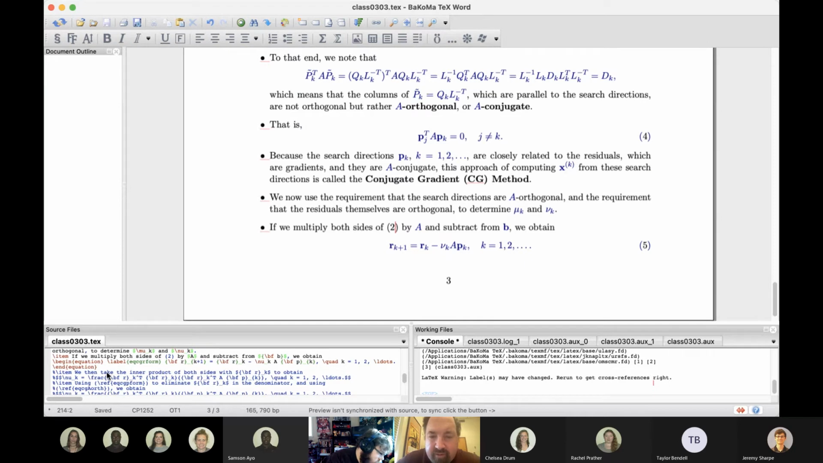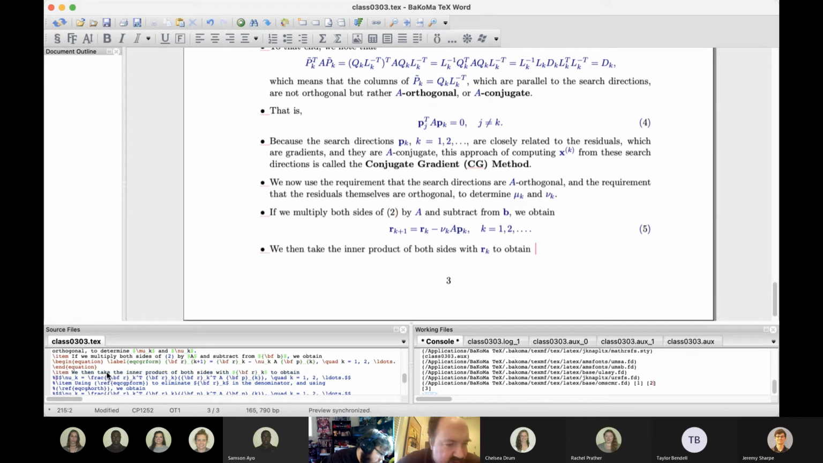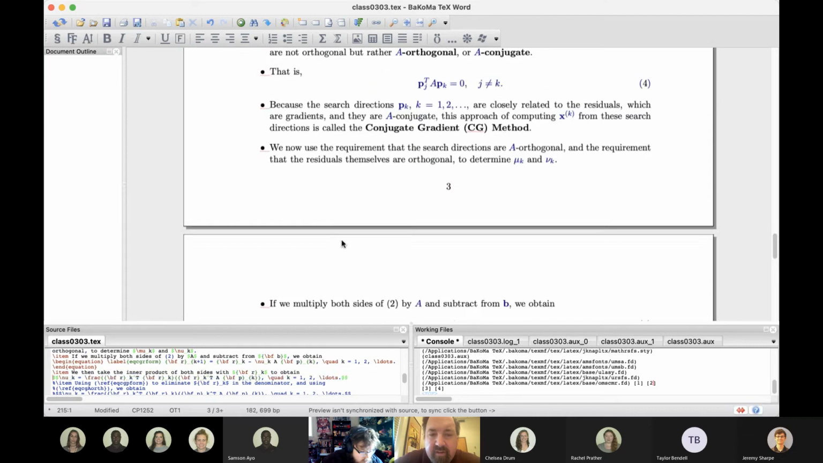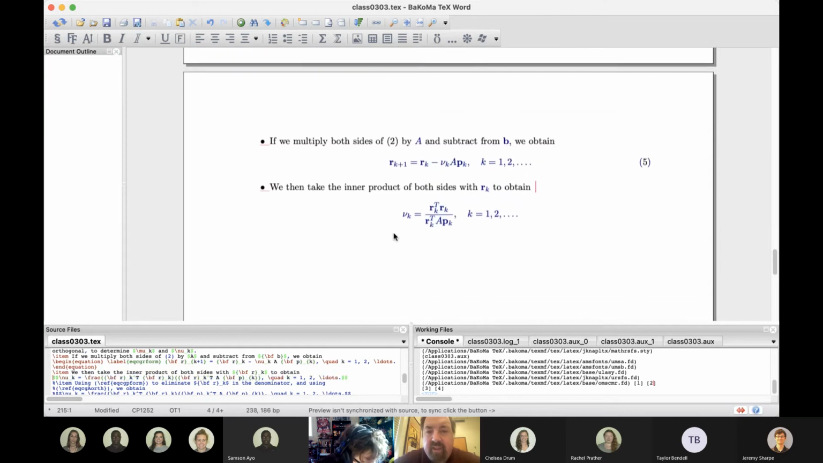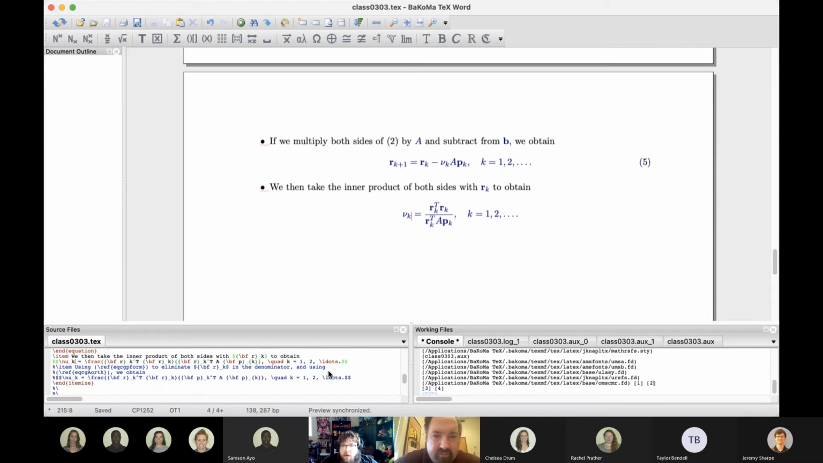So now what I'll do is take the inner product of both sides of this equation with Rk. Remember, residuals are orthogonal. The left side will be 0. So then I have the right side set equal to 0. I can rearrange it and solve for nu k. So now I have this formula. So that comes from requiring that the residuals are orthogonal.